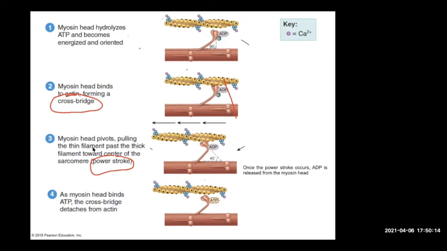Cross bridge formation, power stroke happens. The actin filament and the Z disc along with it, remember, this is attached right here, is going to be pulled along with it toward the M line right there. And that's what's making the contraction.